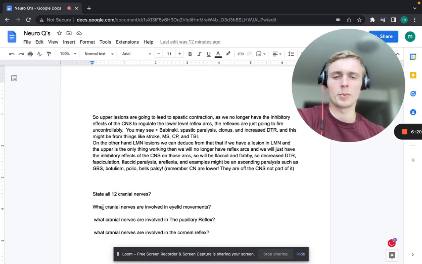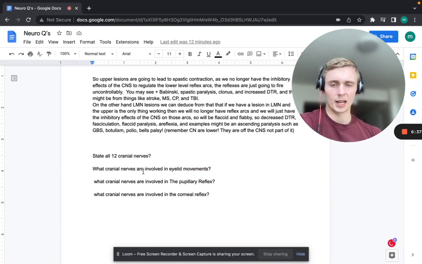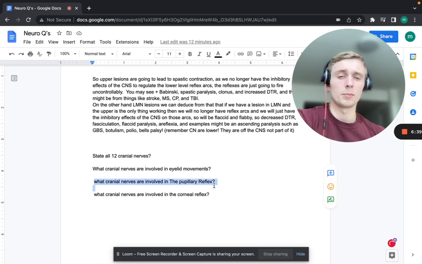So next question will be, state all the 12 cranial nerves. What cranial nerves are involved in eyelid movement? Meaning what cranial nerve opens the eye and what cranial nerve closes the eye. What cranial nerves are involved in the pupillary reflex? And what cranial nerves are involved in the corneal reflex?